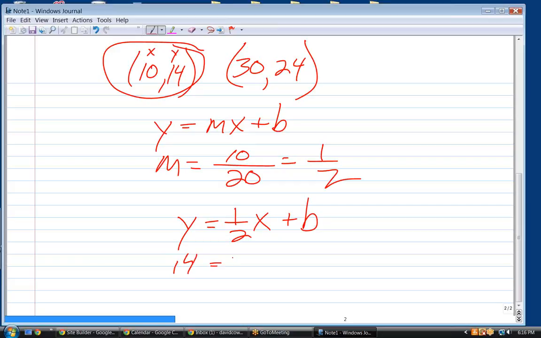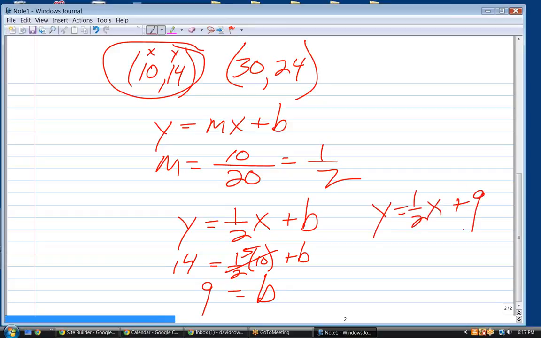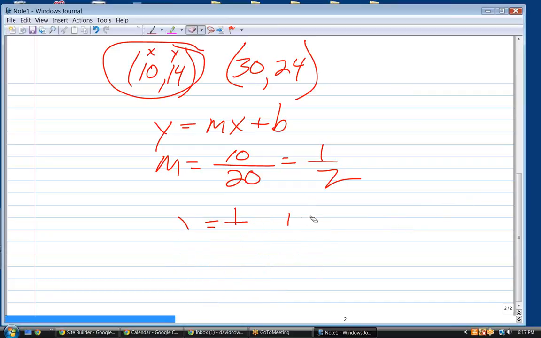14 equals 1/2 times 10 plus b. And then half of 10 is 5. Well, you could divide both sides by 5, I guess. Wait, no, you could subtract 5 from both sides, and then you get 9 equals b. So it's y equals 1/2 x plus b. Plus 9. You meant to say that, right? Oh, I didn't say that. You said plus b. I knew you meant to say 9. Oh, sorry. Now, let me point out one other thing. That's perfect. That's exactly what you want to do on all of them.